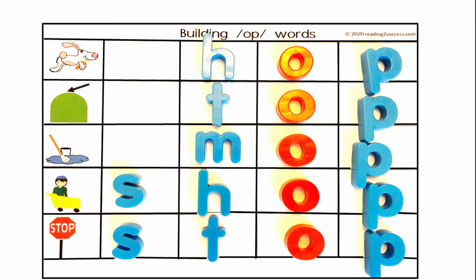This is a template for kids to build word families. This example demonstrates the op family: hop, top, mop, shop, and stop.